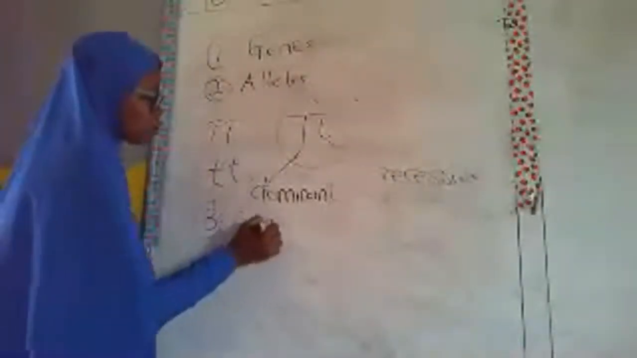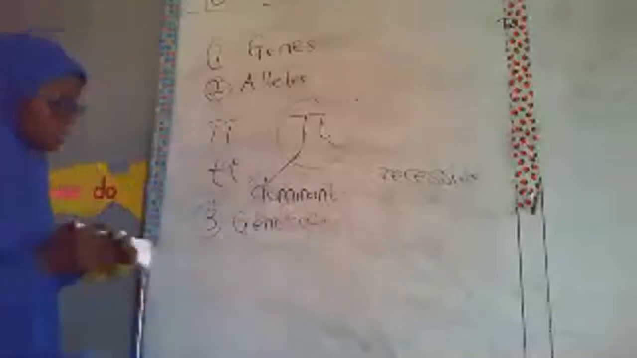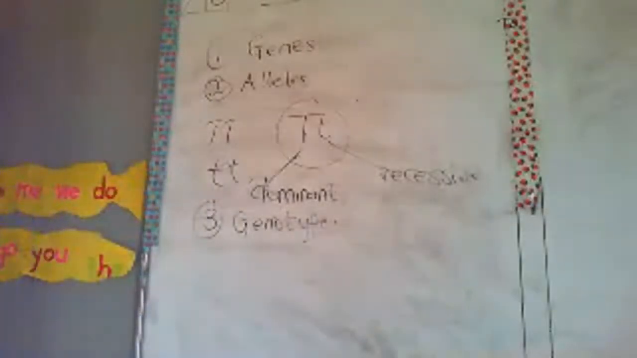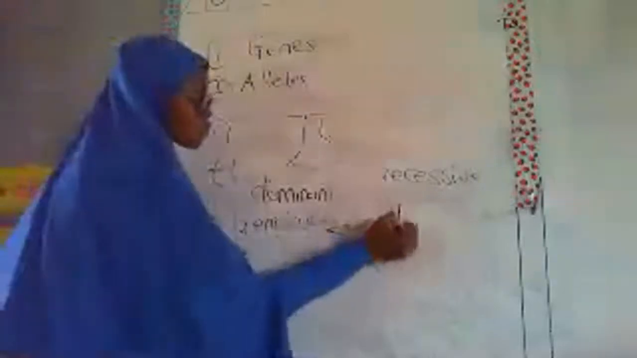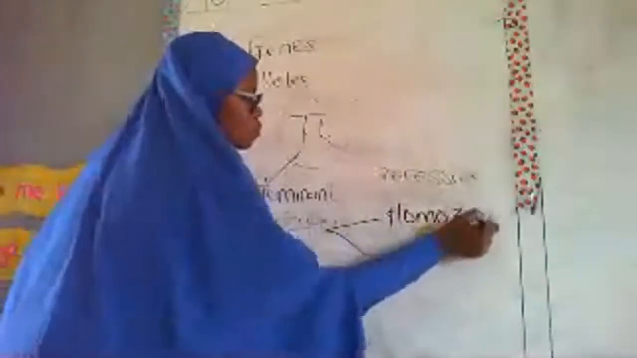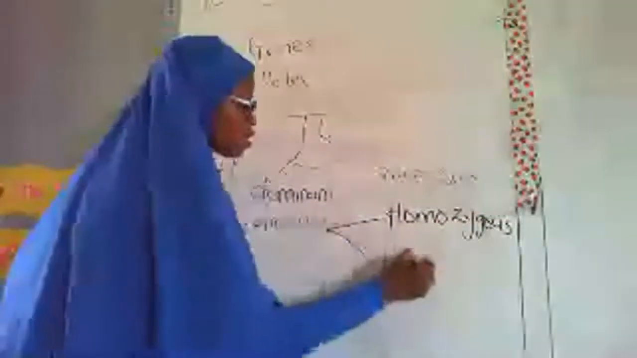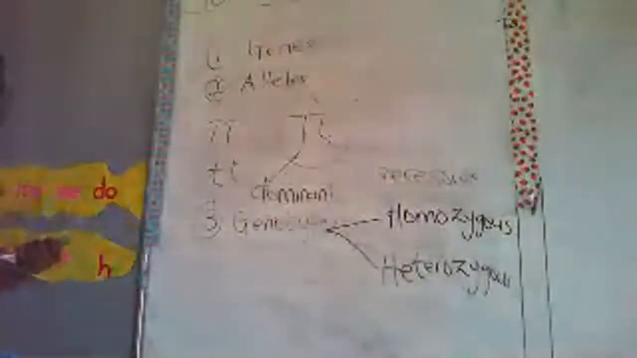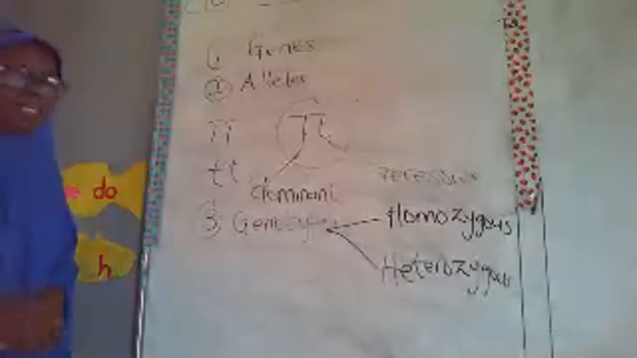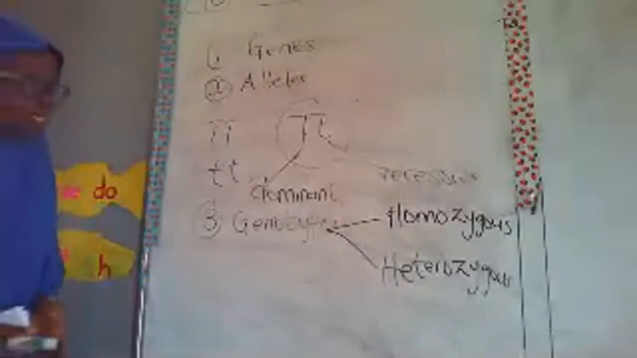So now, the next thing I want to talk about is the genotype. What is genotype? Genotype is the genetic makeup of an individual. And it can be divided into 2. We have the homozygous, then heterozygous. Now, you know I said that an individual inherits two alleles for a character. So when the two alleles that they inherit for a character, when the allele determining a trait is the same.